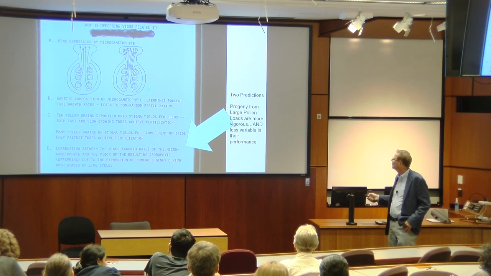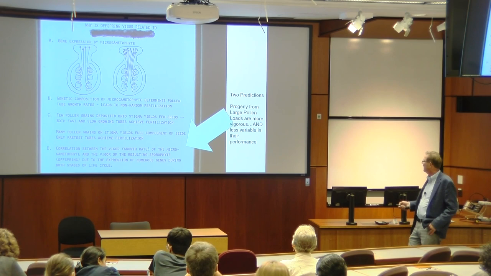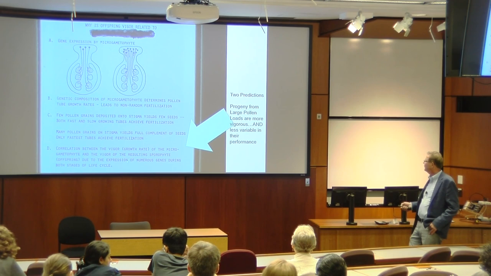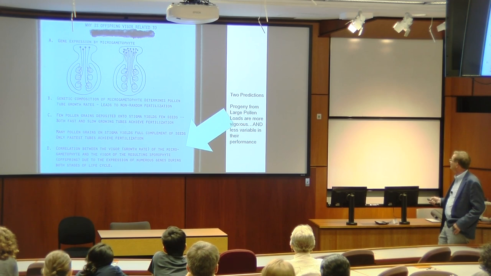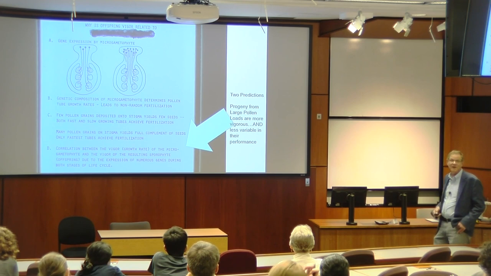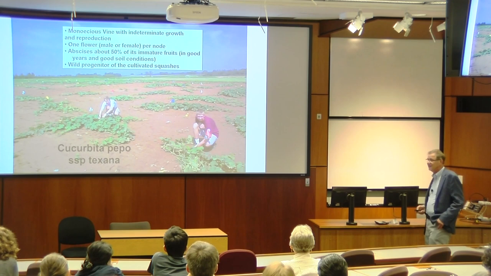The correlation in vigor, that's growth rate, of the pollen tube and the vigor of the resulting offspring is due to the expression of numerous genes during both stages of the life cycle. Okay? This generates two predictions. One is that the progeny from large pollen loads are more vigorous and less variable in their performance. Okay. So this enters into the zucchini madness portion of my career.